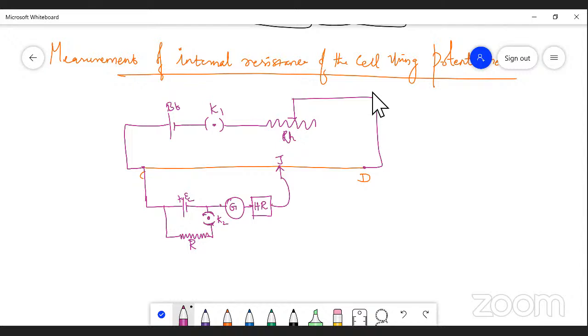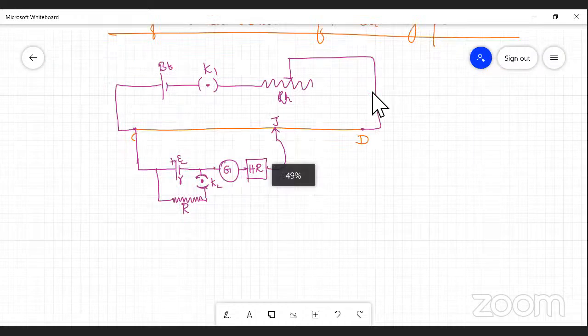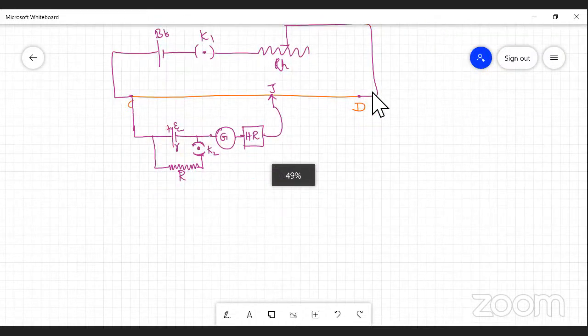How the internal resistance of the cell has been determined. Where we are speaking about the internal resistance. A cell of EMF E is connected in the secondary circuit. It has an internal resistance small r. We are going to find out what is the internal resistance of the cell.